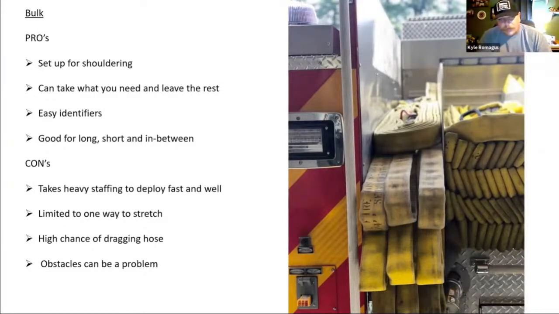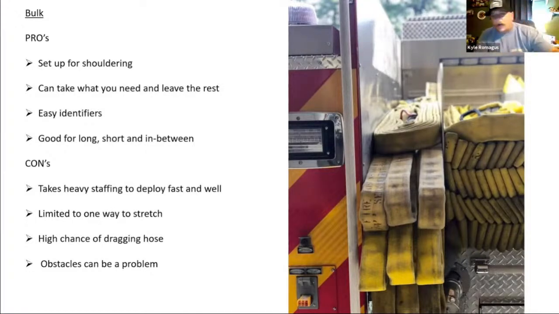Cons, just like everything else, takes heavy staffing to deploy fast and well. Can one guy deploy this hose? Sure. It's going to go just that much faster if 2 guys and 3 guys are there. So Portland actually runs 4 guys on their rig, so they have a good amount of staffing there that they're able to put hose on the ground very quick and very efficient. If you don't have 4 guys on your rig, or you're only running with 2, meaning the driver and the officer, this would be a consideration that's going to take you a little bit more time.